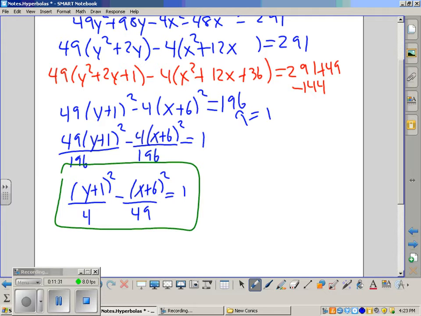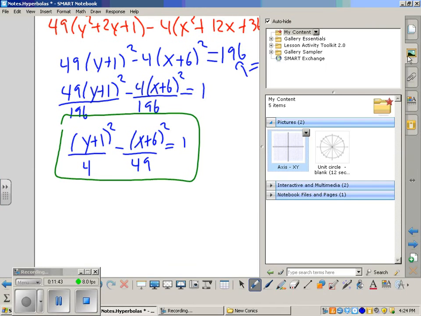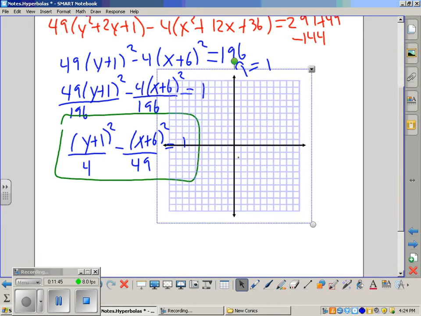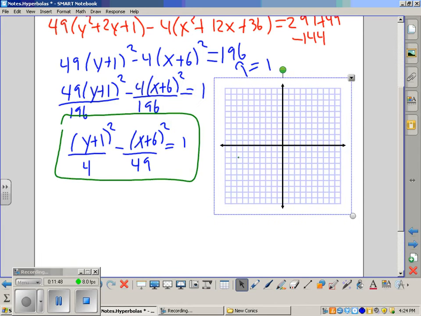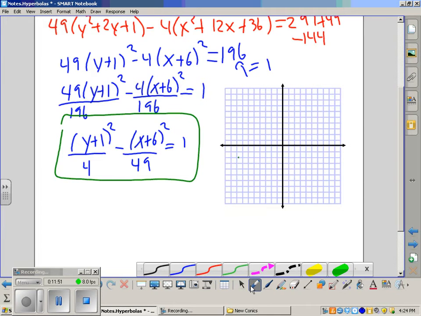Now, look, the question is not asking for a graph. The question is actually asking for the equations of the asymptotes. Let's draw a rough sketch of what this looks like. So we know that the center is -1, -6. And so you already know one point on the asymptote, because the asymptote goes through the center and goes through the top corners of the triangles. So we need to figure out what the slope is.